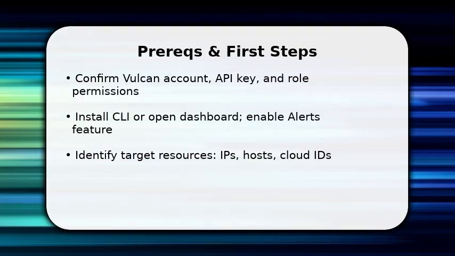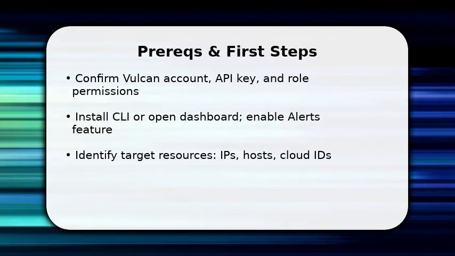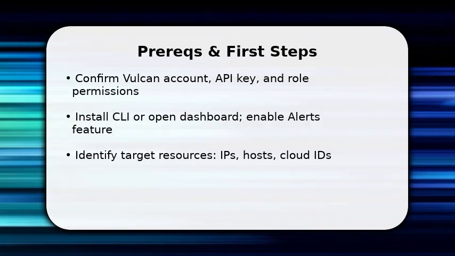You start by verifying 3 essentials: a Vulcan account, an API key, and the permissions to create alerts. Once confirmed, open the dashboard or install the CLI so you can act quickly. Next, choose the specific resources you want monitored: hosts, IP ranges, or Cloud ID, so rules are focused.